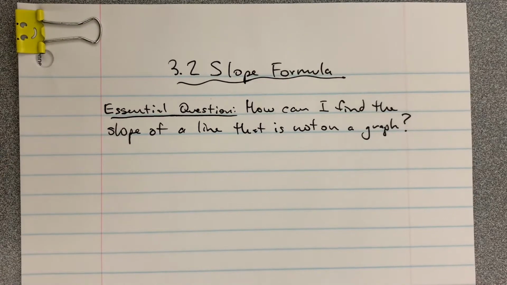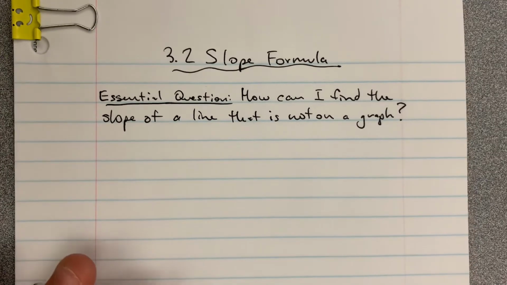All right, today we're gonna work on part 2 of slope. Section 3.2, slope formula, is what we're focusing on today. And our essential question is, how can I find the slope of a line that is not on a graph? So I might be given information without a graph, and I still have to find the slope of that information. So what can I do to figure that out?